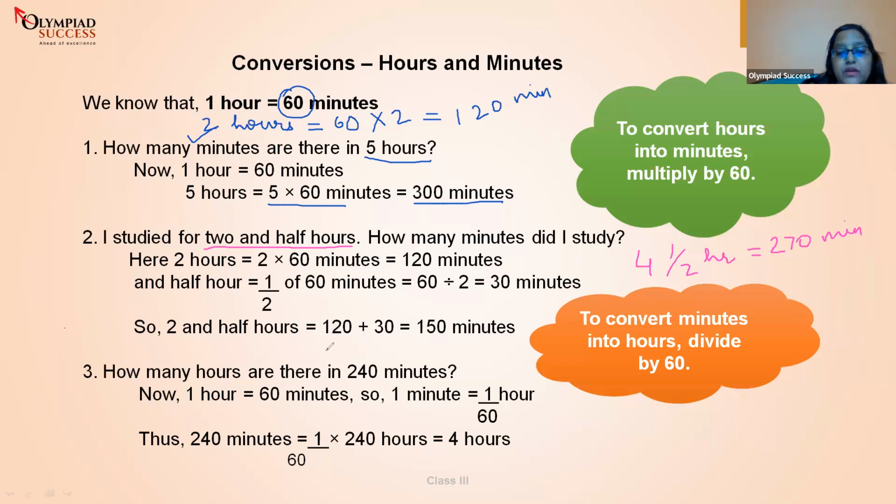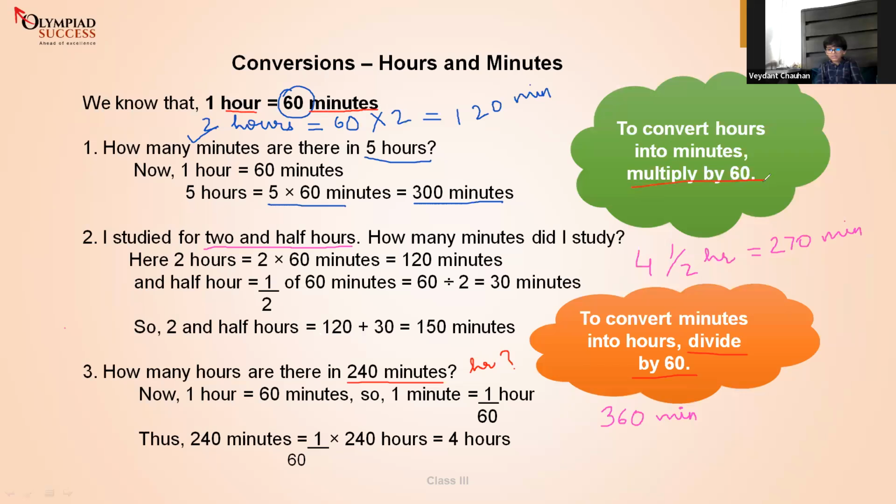Now, suppose you have gone somewhere, and you are just returning back to your home, you are traveling. It takes 360 minutes to return back. How will you calculate this time in hours? If it is given in minutes and you have to know in hours, you simply have to divide that by 60. So when you have to convert the minutes into hours, you have to divide by 60. And when you have to convert the hours into minutes, then you have to multiply by 60.